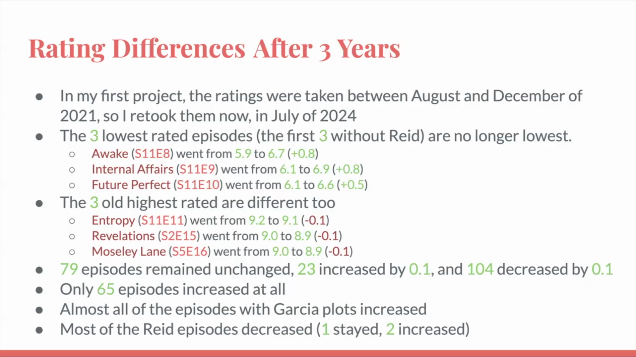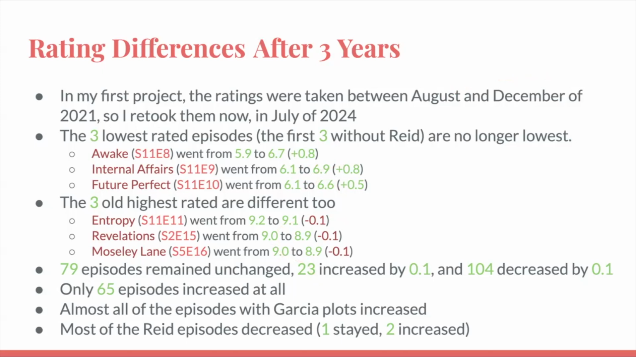longer the lowest rated. Those episodes were Awake, Internal Affairs, and Future Perfect, and the old 3 highest rated episodes are different too. Entropy went from 9.2 to 9.1, Revelations went from 9.0 to 8.9, and Mosley Lane went from 9.0 to 8.9. And so, overall, 75 episodes had ratings that remained unchanged.